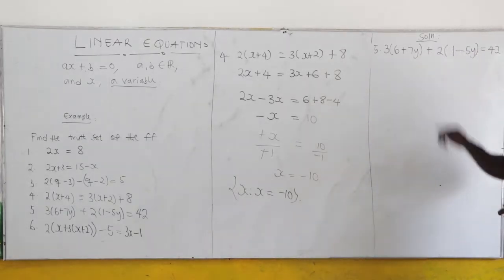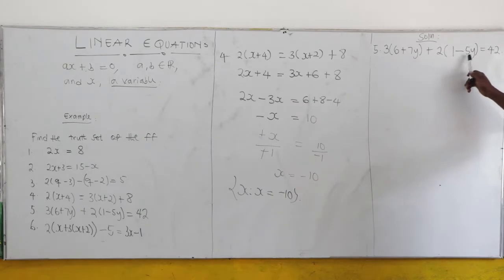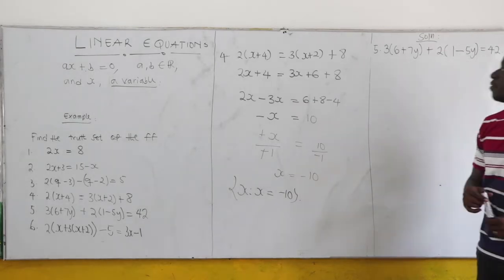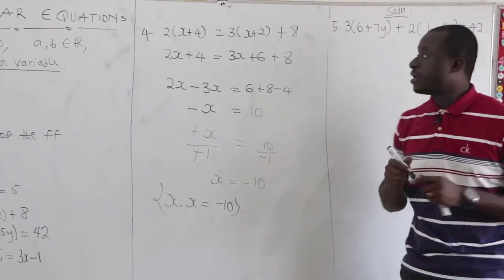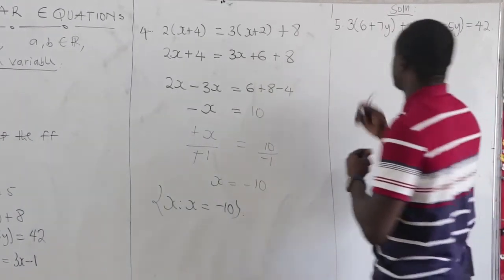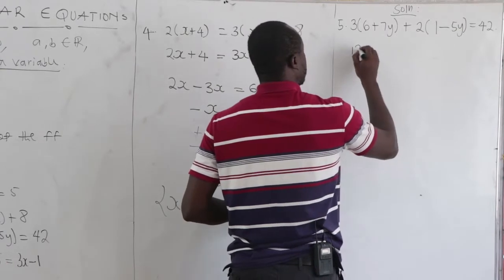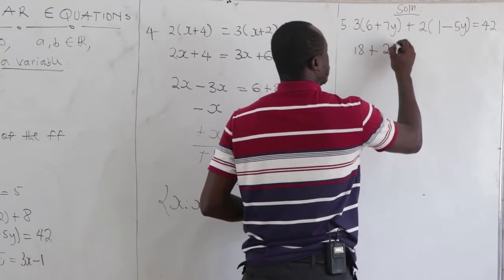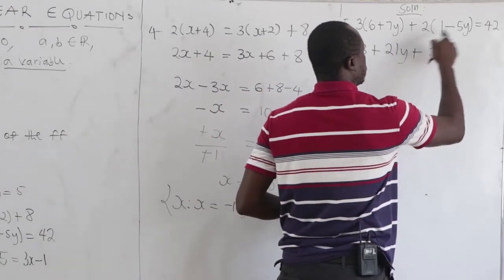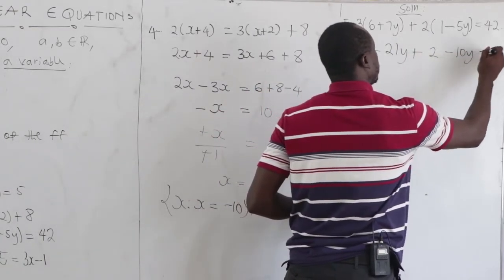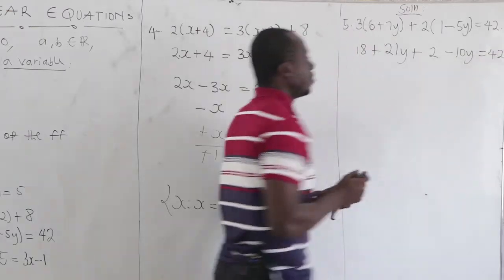3 into bracket 6 plus 7y, plus 2 into bracket 1 minus 5y, equal to 42. We want to find y. So first we have to use the distributive property to expand. Now 3 times 6, this is 18. So we have 18 plus 3 times 7, 21y. 2 times 1, 2. 2 times 5, negative 10y, equal to 42.